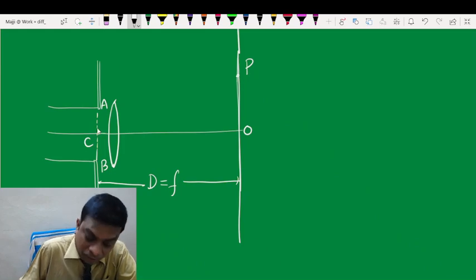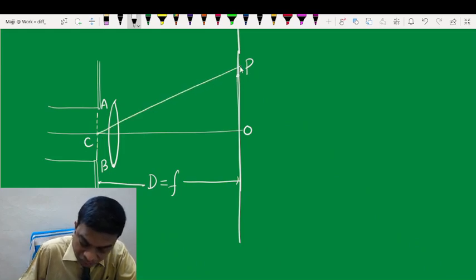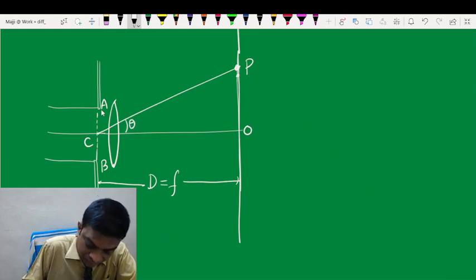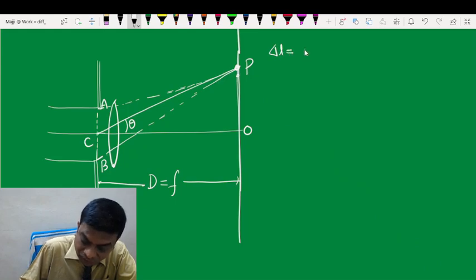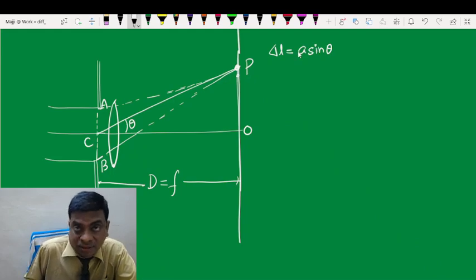Now, C is the midpoint of this slit. Just join the midpoint of the slit with point P. I'll take this point P as. Now, this angle is theta. Okay. Then, A is the upper edge of the slit, students, and B is the lower edge of the slit. So, the path difference between the secondary wavelets coming from A and B will be a sin theta. The derivation you can see in the interference topic.